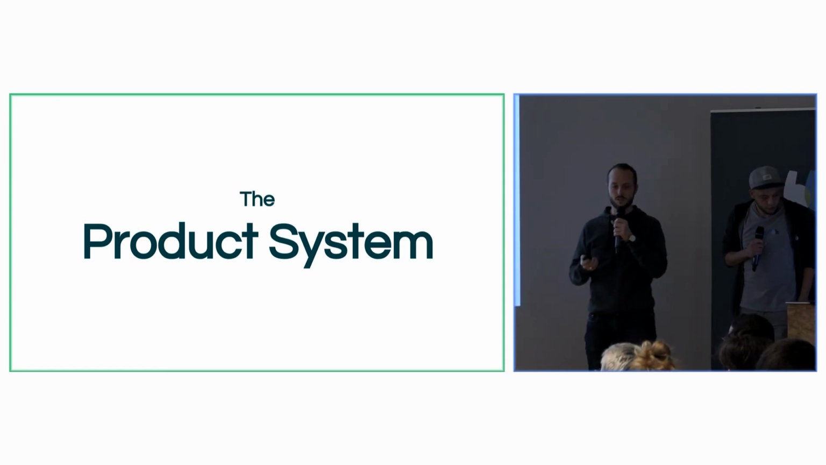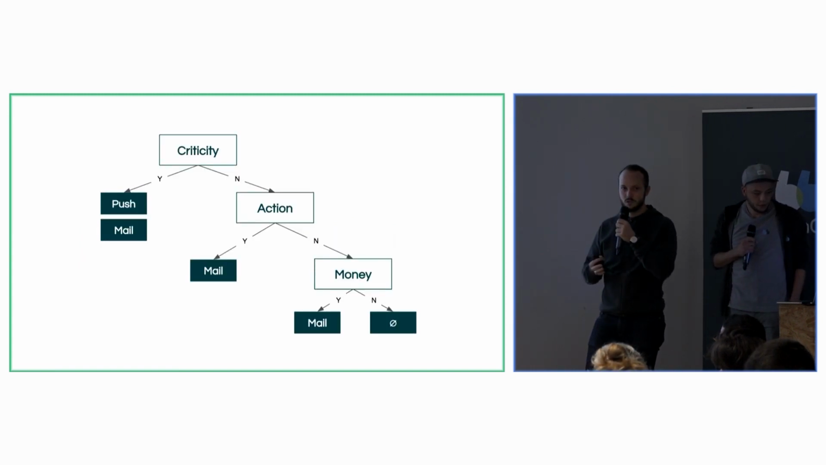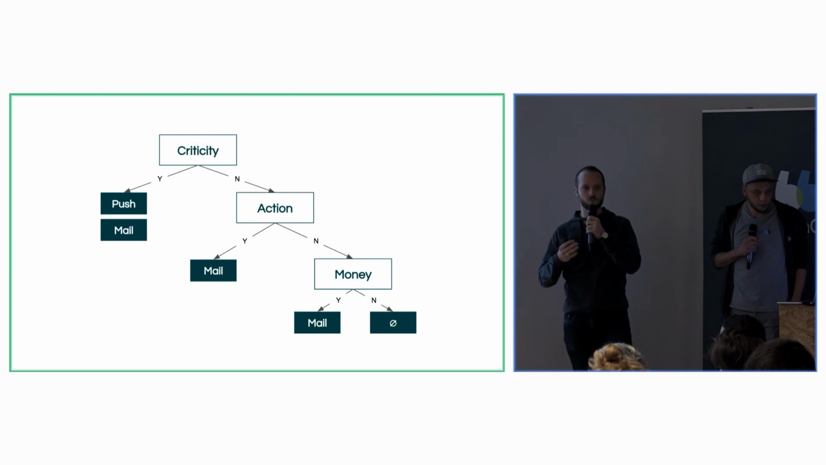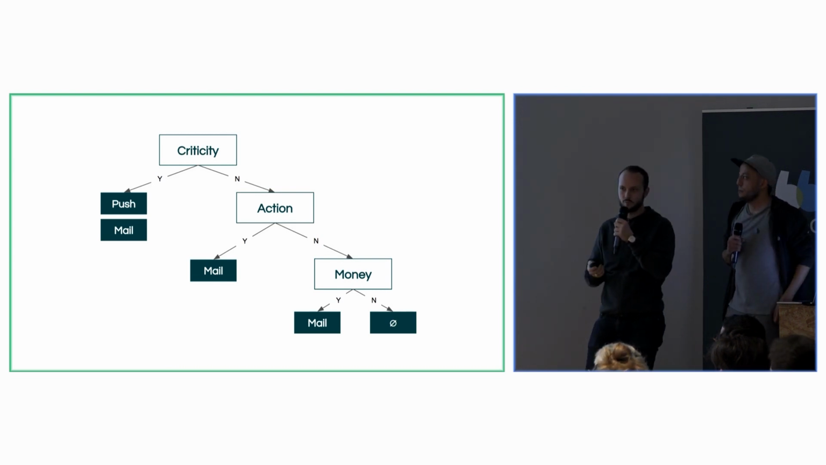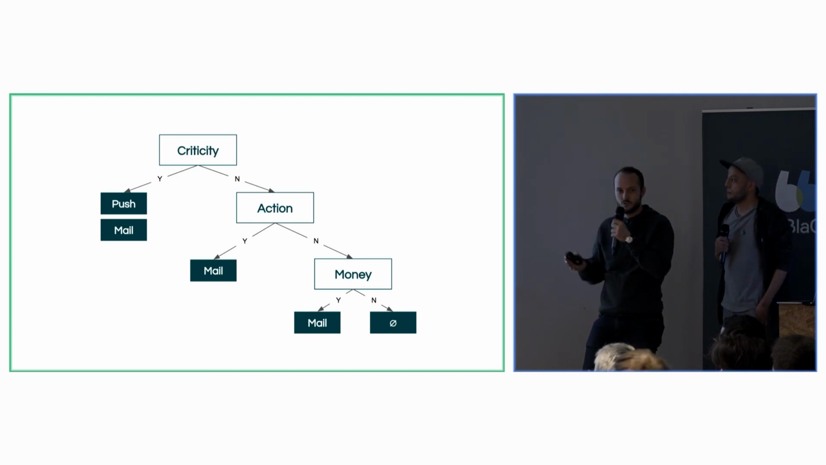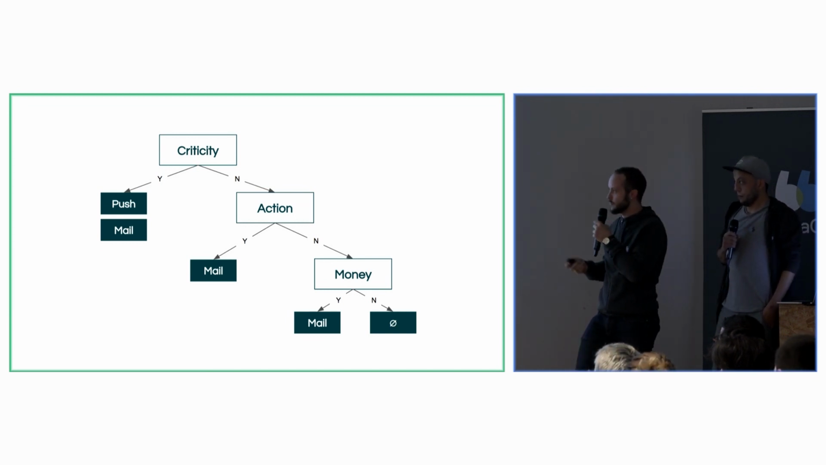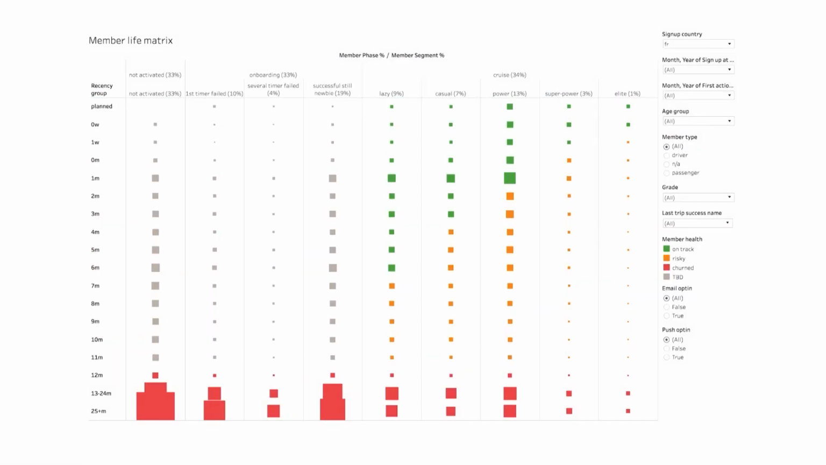When we say product system, we mean things like this tree of decisions. Now if we have a team that has discussions around whether to send an email or a push, there is no discussion. There is a very simple tree of decisions to look at, and then you have your answer. We also started, and it's very much work in progress, working on how we talk about a new feature, depending on whether it's a newbie user or a very experienced one.